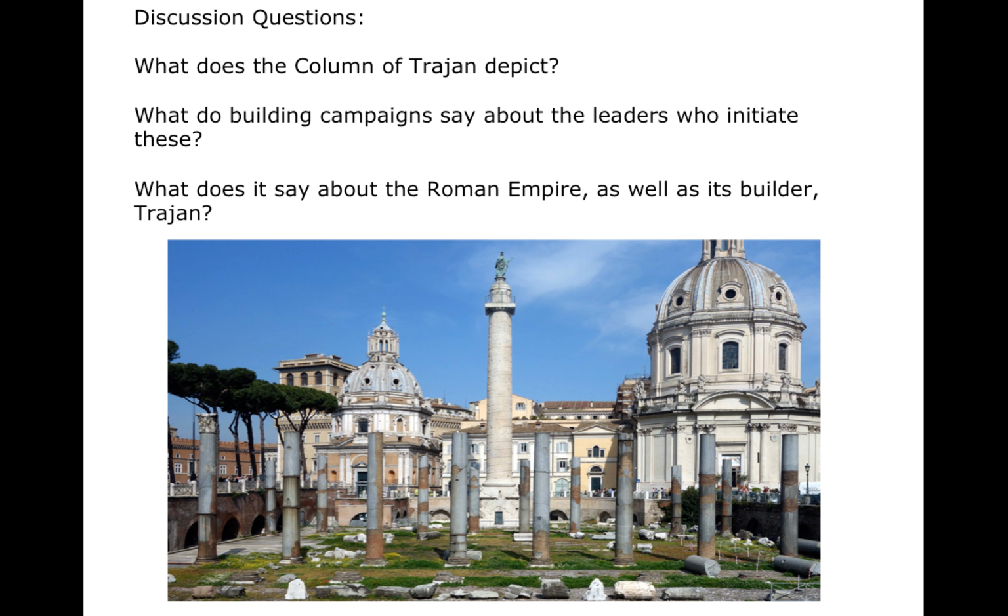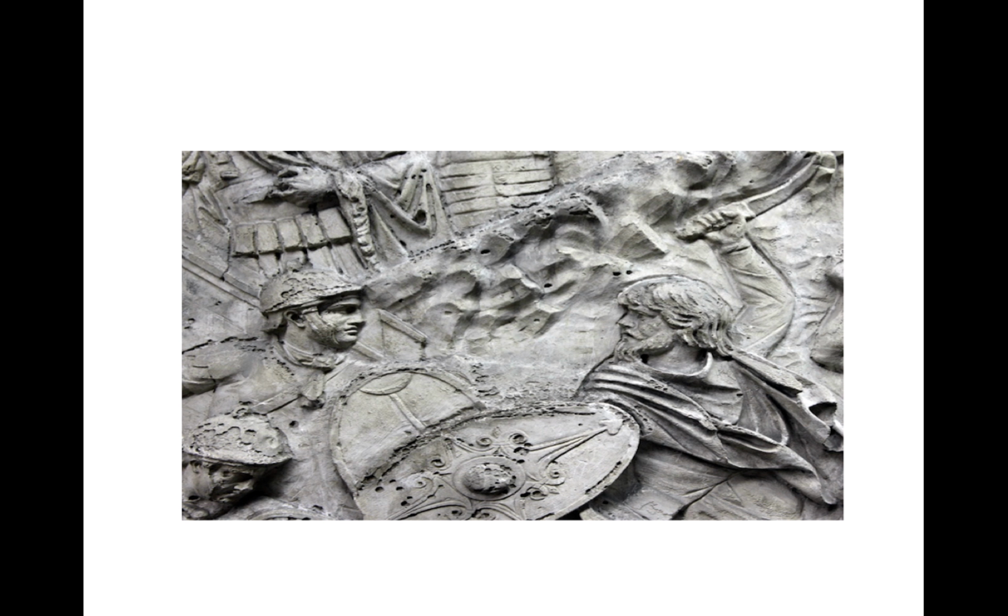So let's see a close-up now. Here we see a close-up of one of the moments of this relief covering the Column of Trajan. If I were to ask you which soldier is the Roman and which is the Dacian, which is basically the present-day Romanian, what do you think you would say?